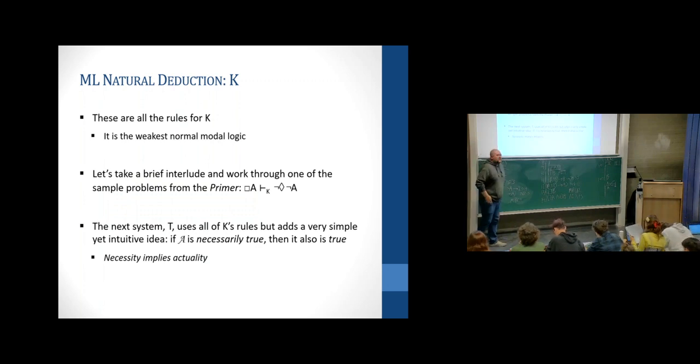The next one is a very simple addition, but a very intuitive one. Strangely though, it's one that K does not give us. Here's a natural thought: if something is necessarily true, then it ought to be true. That is, box A gives you A. K doesn't let you derive that. I know, that seems really stupid. But K is so weak. Necessary truth doesn't entail actual truth.